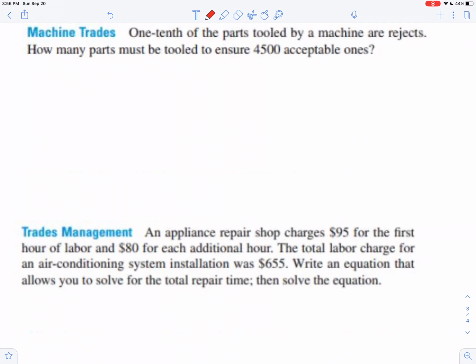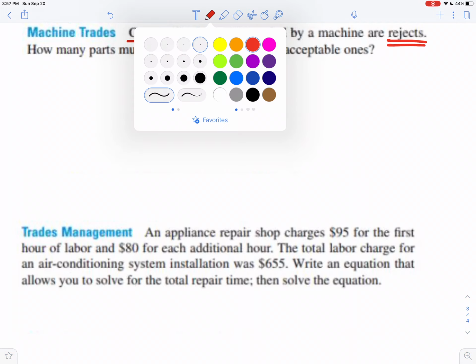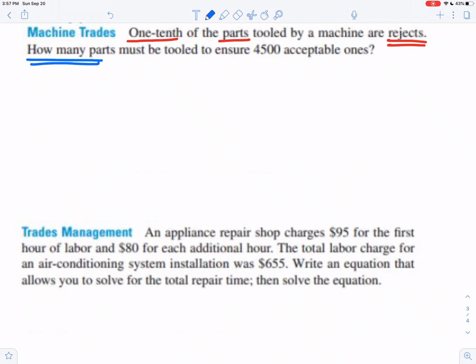All right, so I'm told 1/10 of the total parts tooled by a machine are rejects. The question here says how many parts must be tooled if I need 4,500 acceptable ones. So again, I'm going to start and define my variable as the number of parts that would need to be tooled, basically my total. And then I'm going to use the information that I'm given to write an equation.